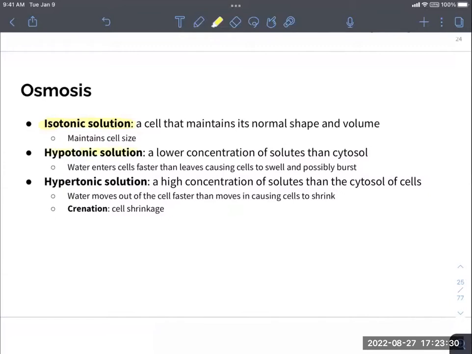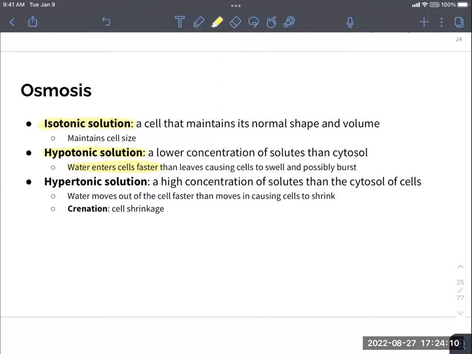But with a hypotonic solution, the concentration of solutes is lower than in the cytosol. This is the opposite of what you might think, because in a hypotonic solution, water enters the cells, causing cells to swell and burst. So with hypotonic water, more water enters the cell, too much water.